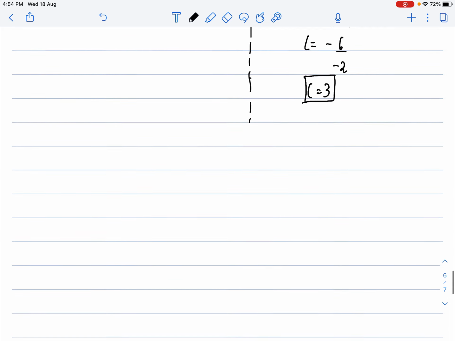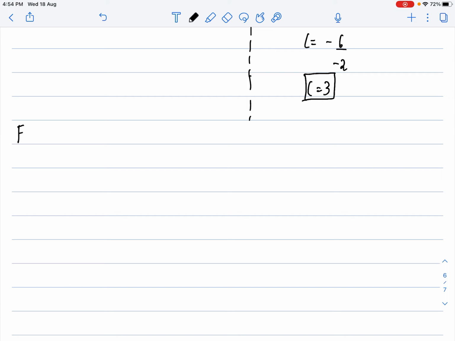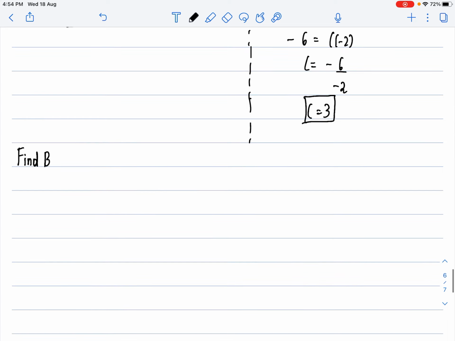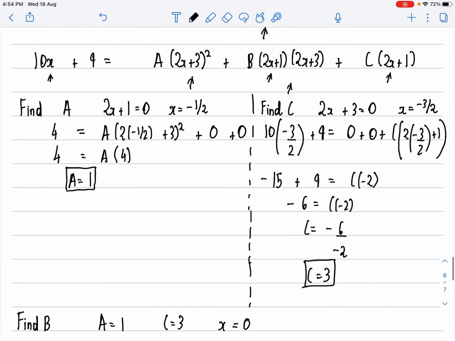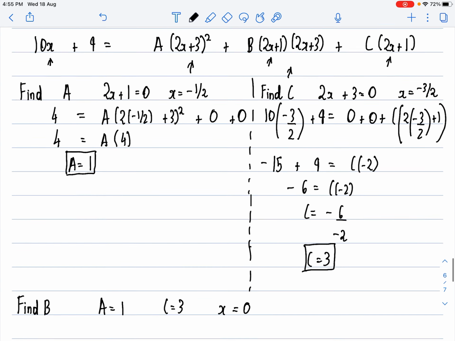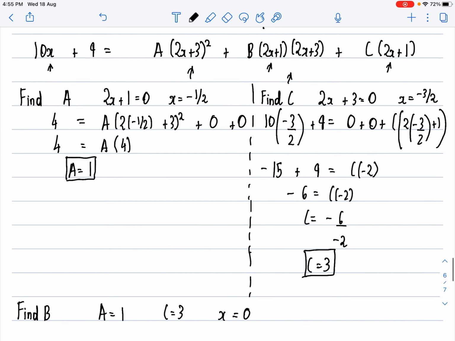Now the last thing left is B. So I need to find B here. How do I find B? The simple way is you know that your A is equal to 1. You know your C is equal to 3 and take your x equals to 0. So now you can simply substitute in the formula which you have here, in this formula here.